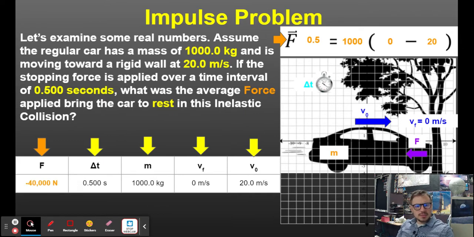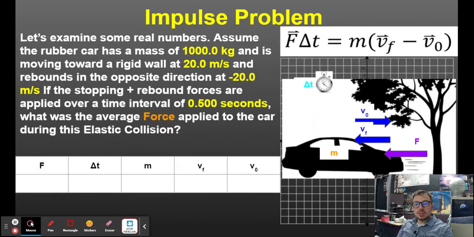Now, what does that negative mean? Well, force is a vector. If you look off to that diagram, you can see that that car is moving in the positive direction. It stands to reason that you're going to have to apply a force in the opposite direction to slow it down. That's why the force is negative. So 40,000 newtons of force had to be applied in the negative direction to stop this car going from 20 to 0 meters per second.